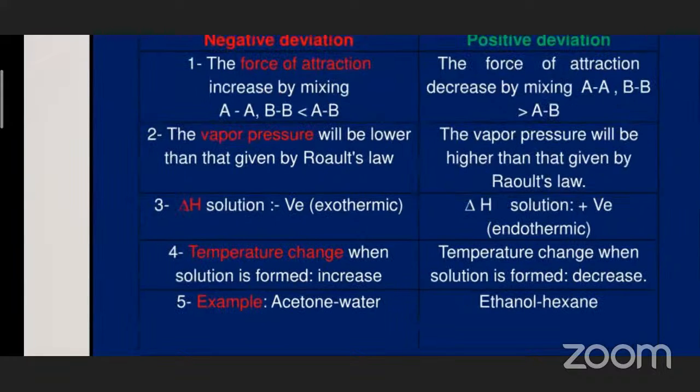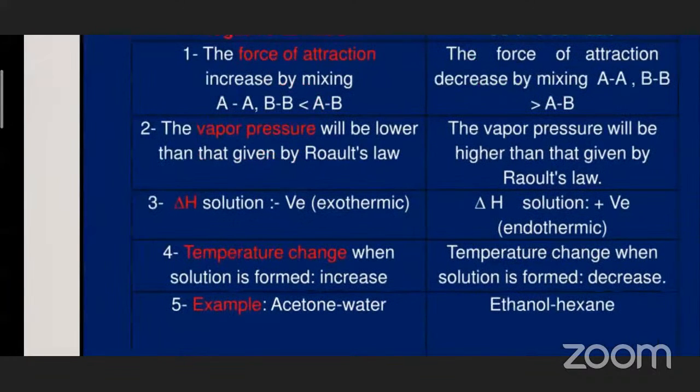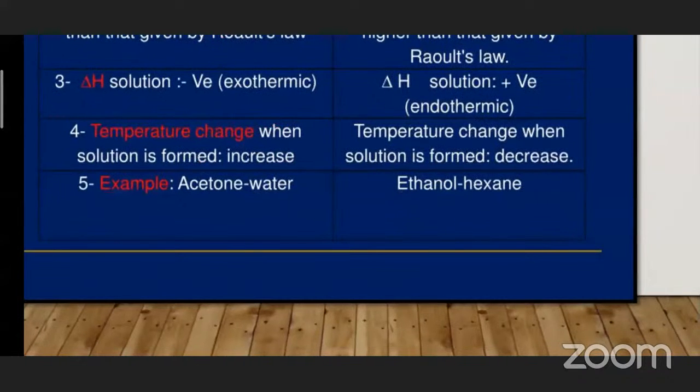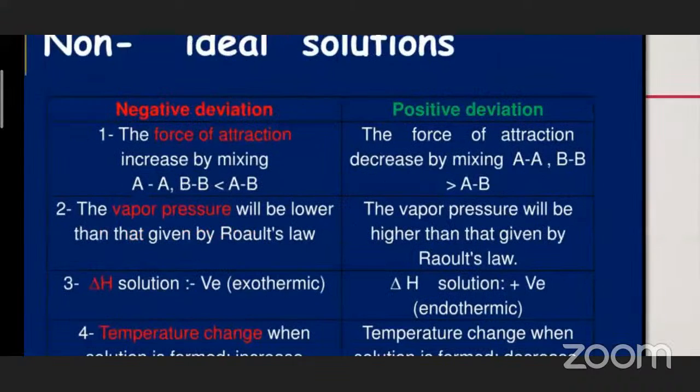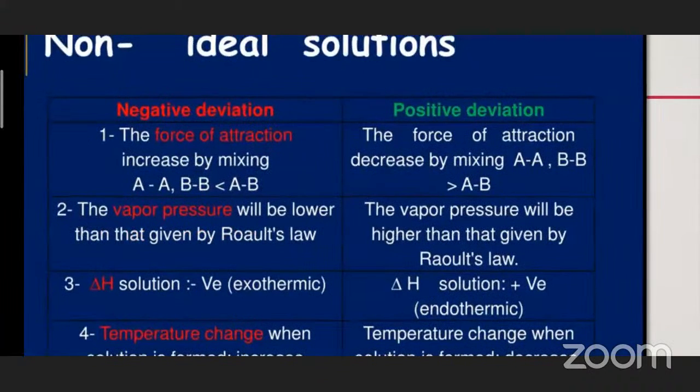Next thing it is saying, temperature change when solution is formed. So it will increase, because whenever heat is released, the reaction vessel becomes hot. By that we can come to know. So an example is acetone and water. Whenever we are mixing acetone and water, it forms a solution of negative deviation. I hope it is clear. Next, let us go to the positive deviation solution.